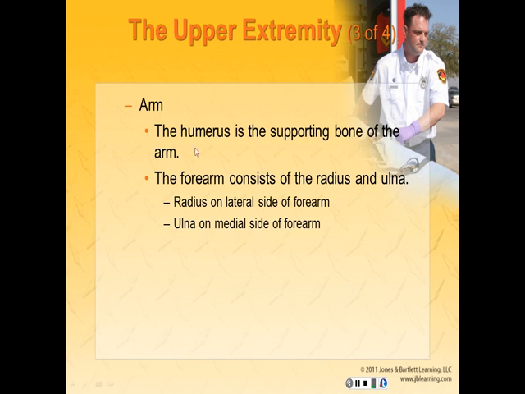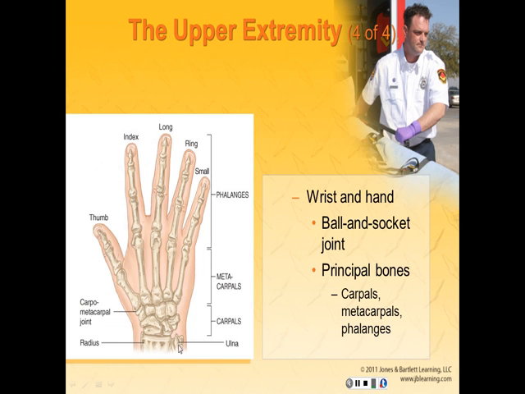The arm, the humerus, is the supporting bone of the arm. The forearm consists of the radius and the ulna. The radius is on the lateral side and the ulna is on the medial side. The other thing is the radius is on the thumb side, the ulna is on the fifth finger side. As you can see here, ulna here, fifth finger, thumb, radius, because it turns, that bone actually rotates or radiates.